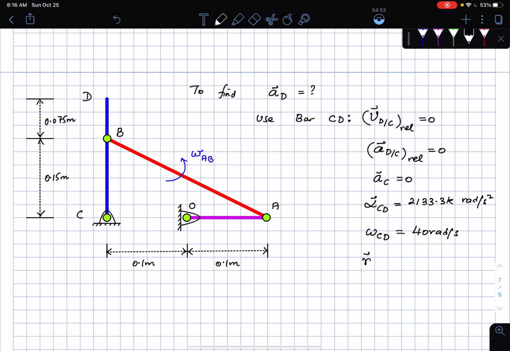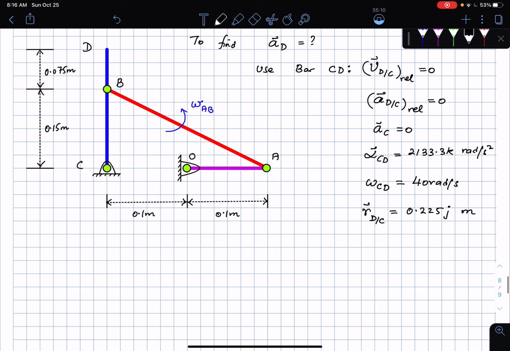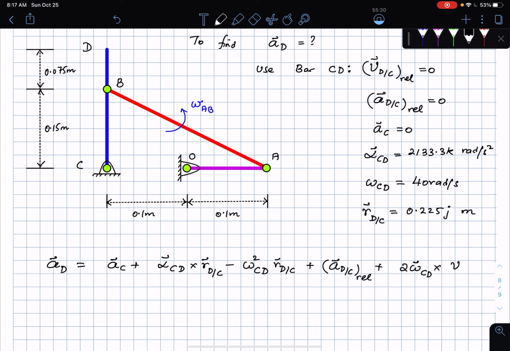Then the position vector from C to D, sitting at the point C and looking at the point D, is going to be 0.15 plus 0.075. That's going to be 0.225 j meters. If you do the substitution, we have acceleration of D equals acceleration of C, plus alpha CD crossed with D/C, minus omega CD squared times D/C, plus D/C relative acceleration, and lastly 2 times omega CD crossed with D/C relative velocity. Get rid of many terms.